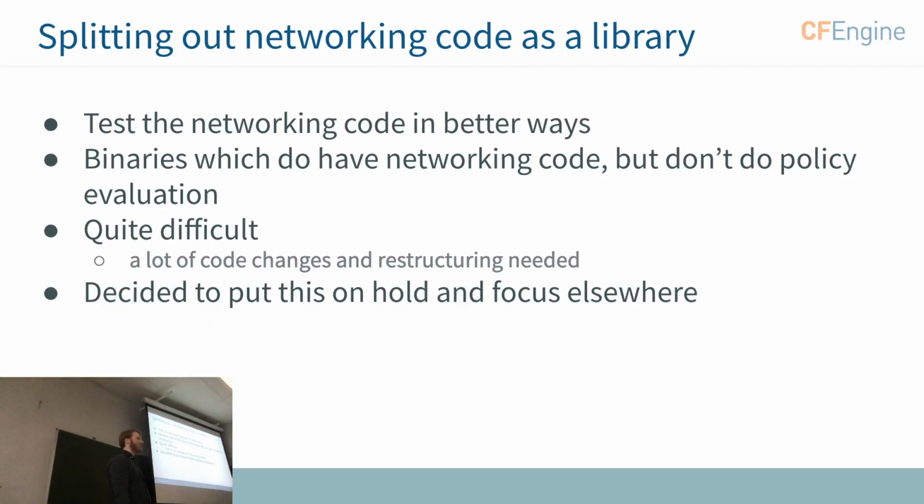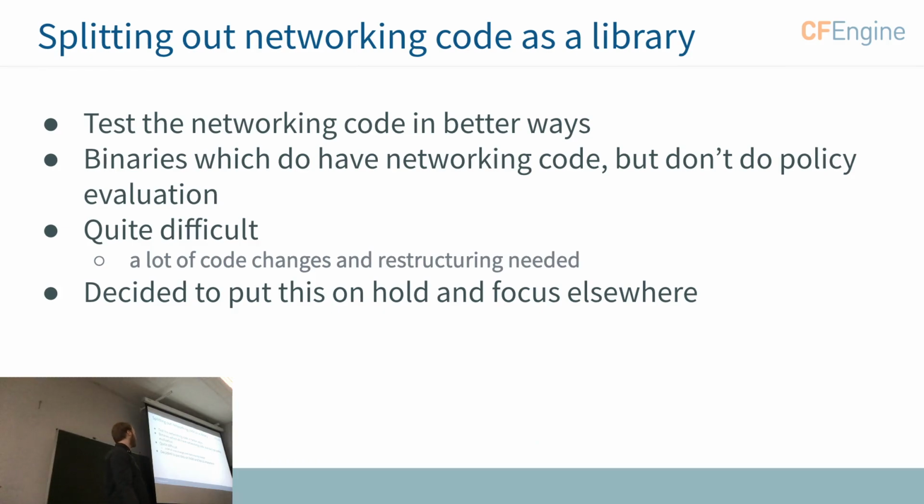So first up, modularity. Early idea here was that we wanted ways to test our networking protocol, to be able to make changes and find problems in it. We wanted to be able to build binaries that do have the networking code, but don't necessarily have all of the other parts of CFEngine included. And so we set this as sort of a project with tasks associated to it and started working on this.